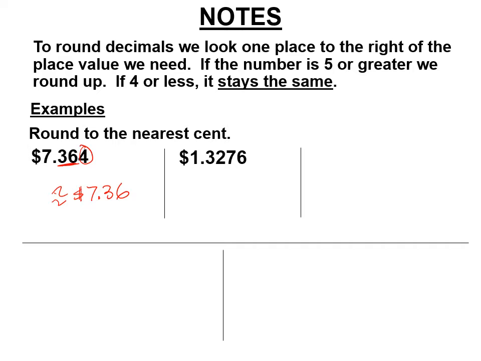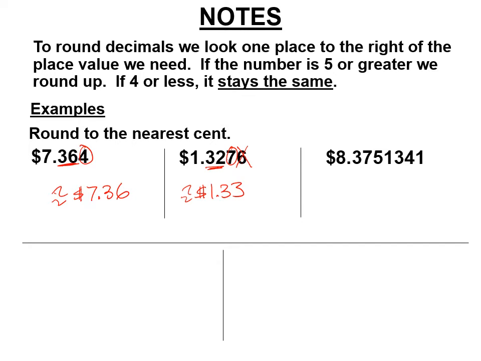What does that one do? Now, there are the cents. We don't even look at the 6. We don't care about it at all. The reason is that's 10 thousandths there. We're going to look at the thousandths place. Now, that 7 is 5 or bigger, so you're going to round this up to $1.33.